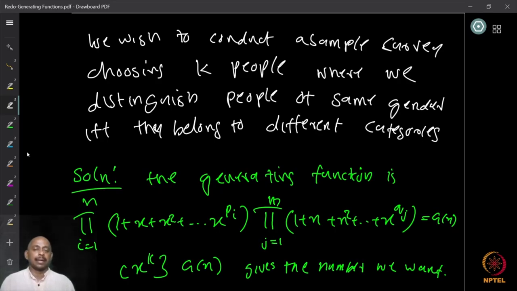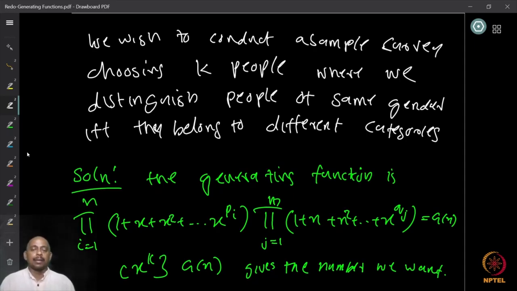Similarly, for the second category, I have 1 plus x plus etc., x raised to p_2. So similarly, 1 plus etc., x raised to p_n. So for the n categories I have these choices, and from the different categories I can choose in any way, and the product will tell you the number of ways of doing this. Therefore, the product over i equal to 1 to n of 1 plus x plus etc., x raised to p_i tells the choices for the men from the categories.